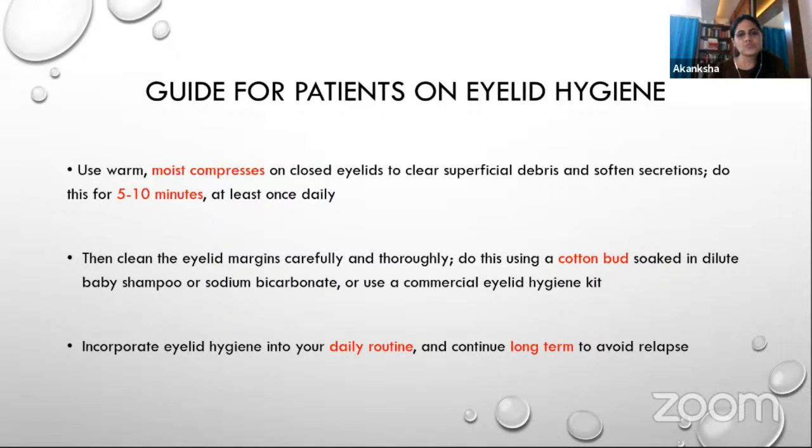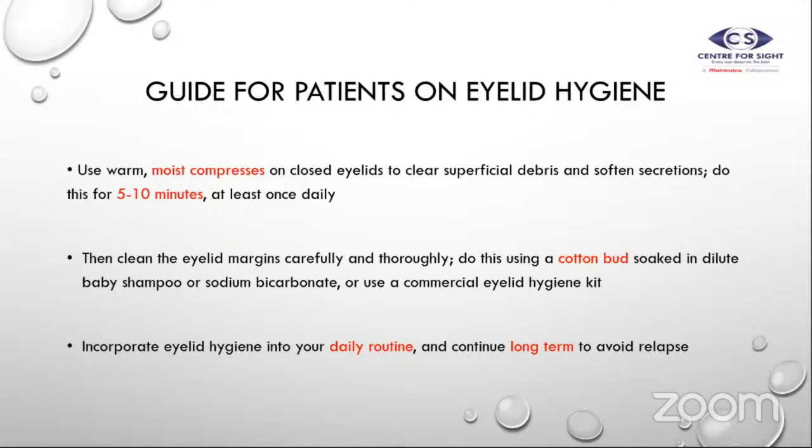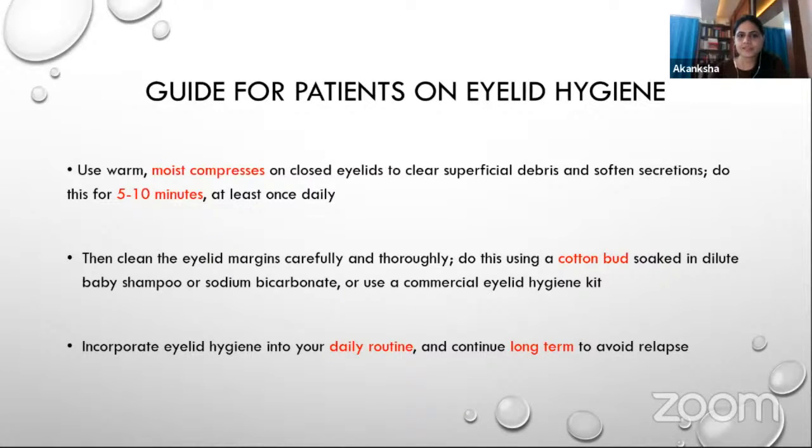So ask them to use moist compresses, try and clean the debris and the secretions, and do this for at least 5 to 10 minutes and at least once daily. And the eyelids have to be cleansed thoroughly. To do this easily, they can use a cotton bud, which is soaked in dilute baby shampoo. And you have to ensure that they incorporate hygiene into the daily routine, because blepharitis is a chronic condition. It will not go away just in 2-3 months. You have to explain that it can keep reoccurring. So eyelid hygiene has to be a part of their daily routine.